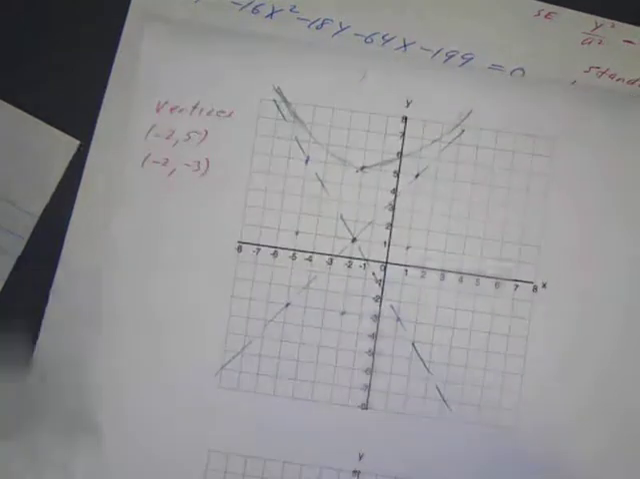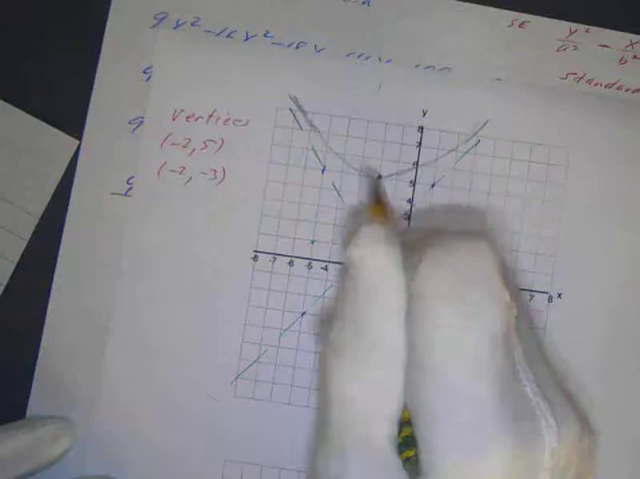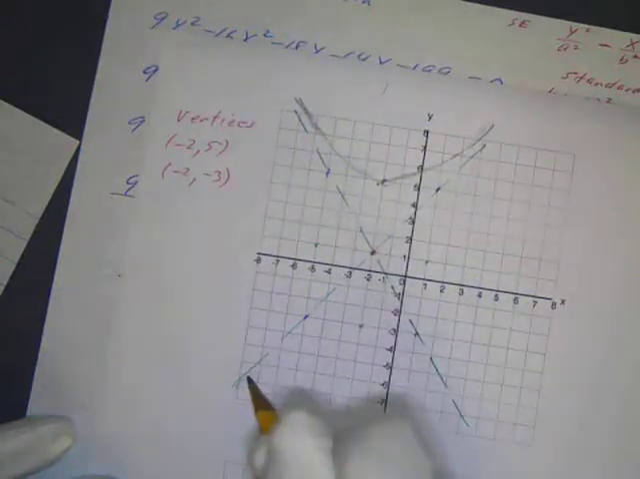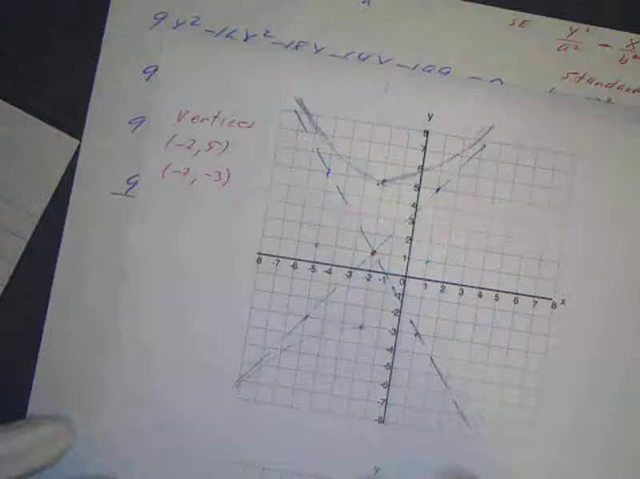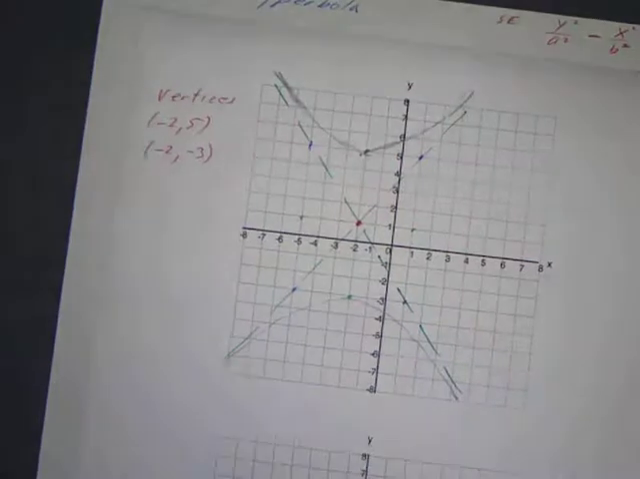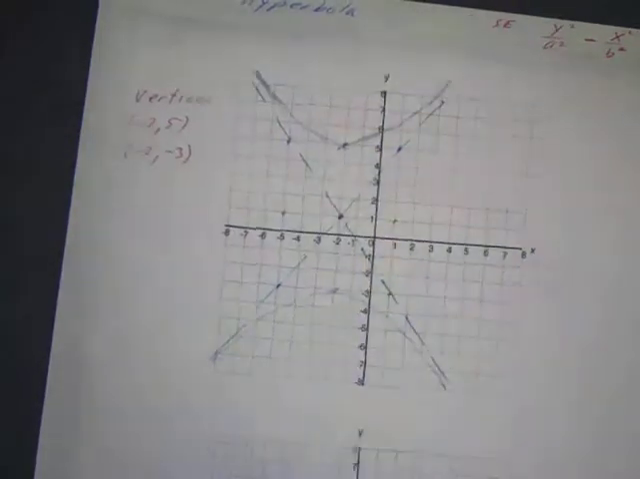Okay, so there's that upper branch, and you see this is the vertex, which kind of looks like the vertex of a parabola, so that's what I call the vertices. And then over here, this one goes like this. And there's your graph of your hyperbola. All right? And these are your vertices.